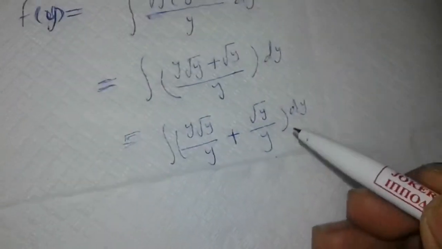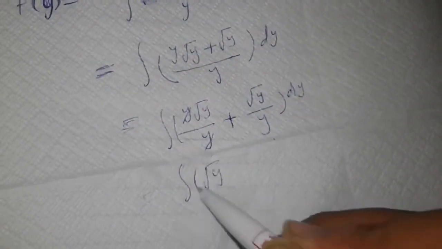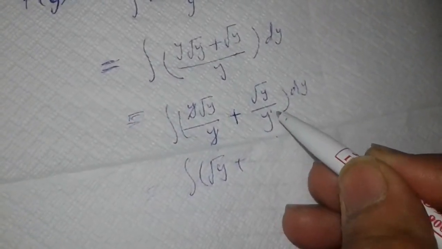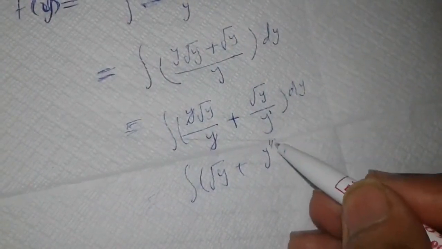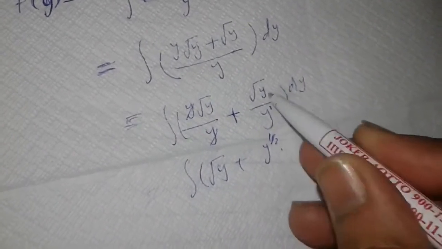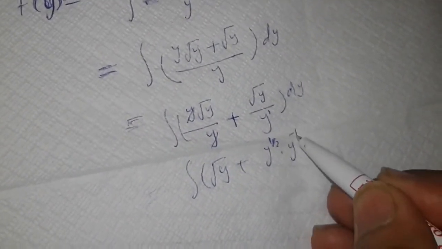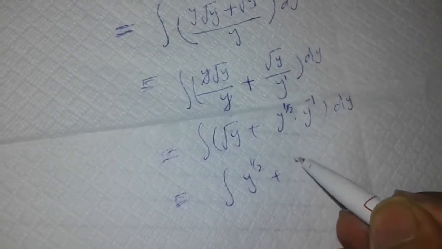into dy. Here y cancelled by y, integral under root y plus, as the power is 1, when we take it upstairs it will become y power 1 by 2, and when we take it to the numerator it will become y power minus 1. So integral y power 1 by 2 plus y power 1 by 2 minus 1, which will become minus 1 by 2, into dy.